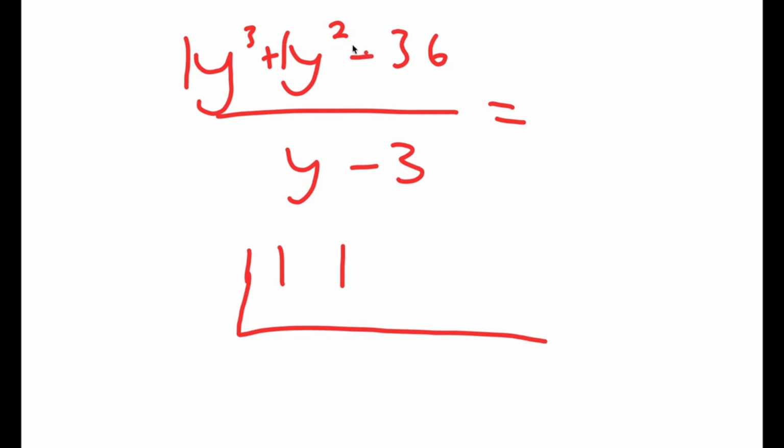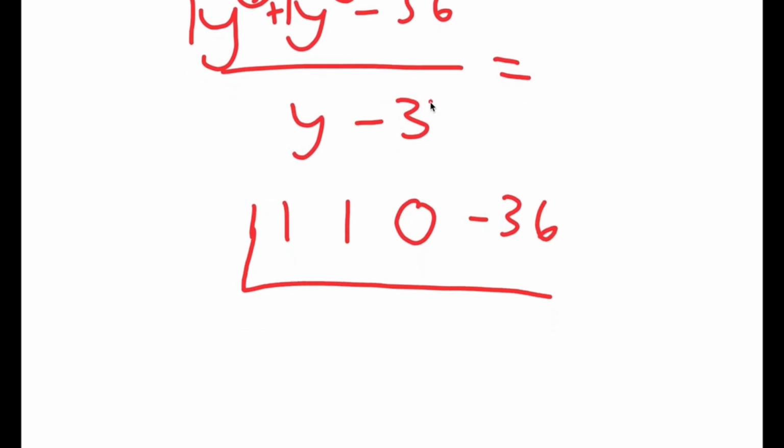We're supposed to have a y here because our exponents go in order, decreasing, and we don't have y to the power of 1 here, so we just say 0. And then finally we have negative 36 at the end. And then our denominator, we have 3.